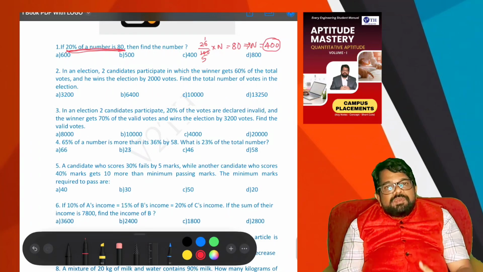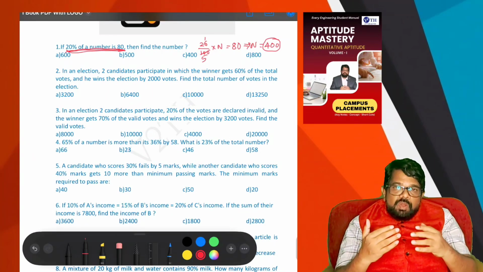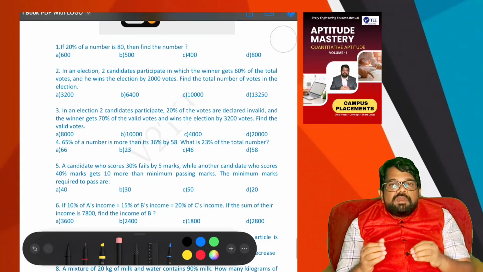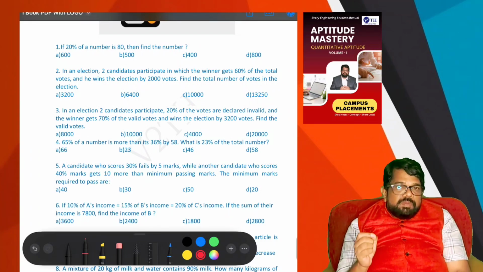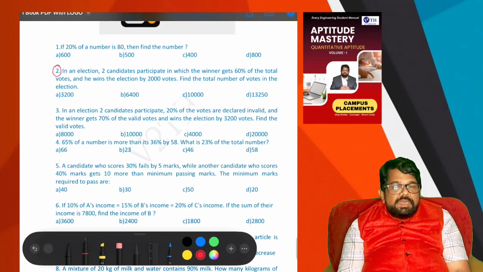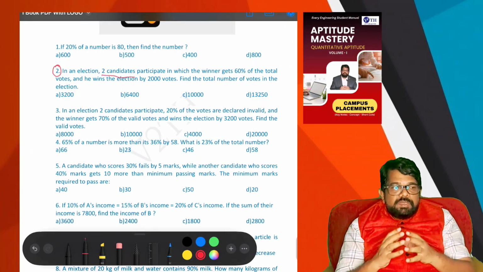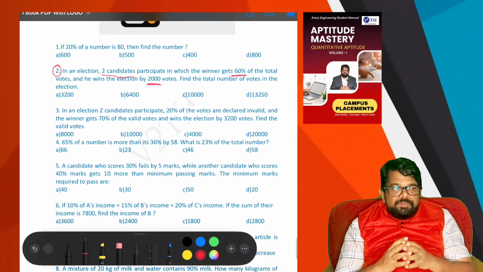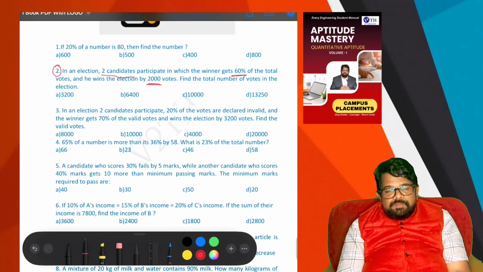So there are different approaches. Based on the given data, you have to follow any one of these methods and try to find the answer. Now see question number 2. What is question number 2? In an election, 2 candidates participated in which the winner gets 60% of the total votes and wins the election by 2000 votes. Find the total number of votes polled in the election.